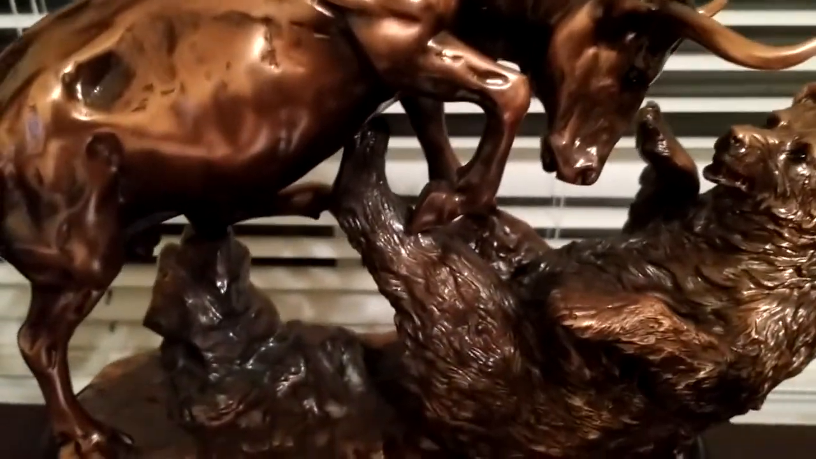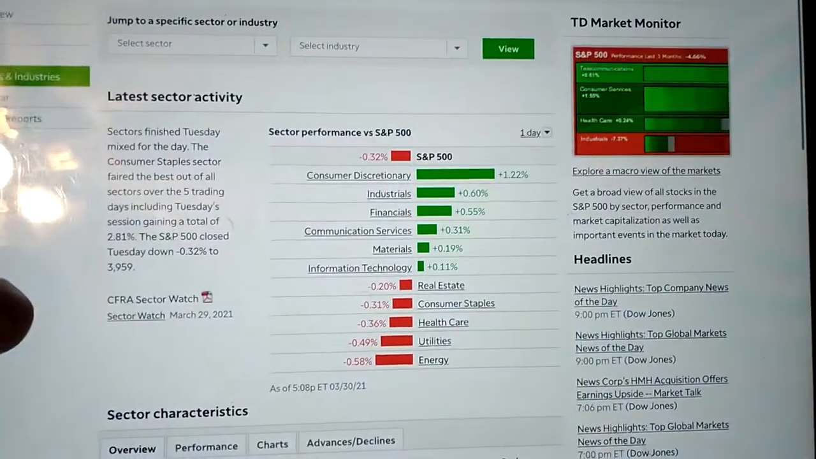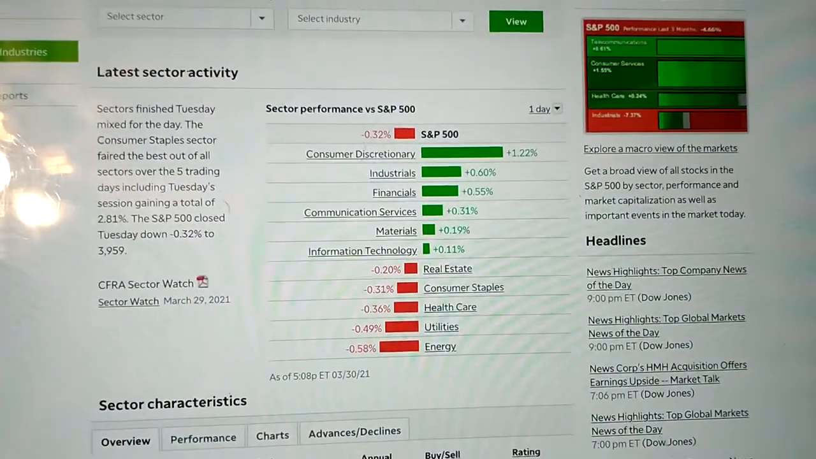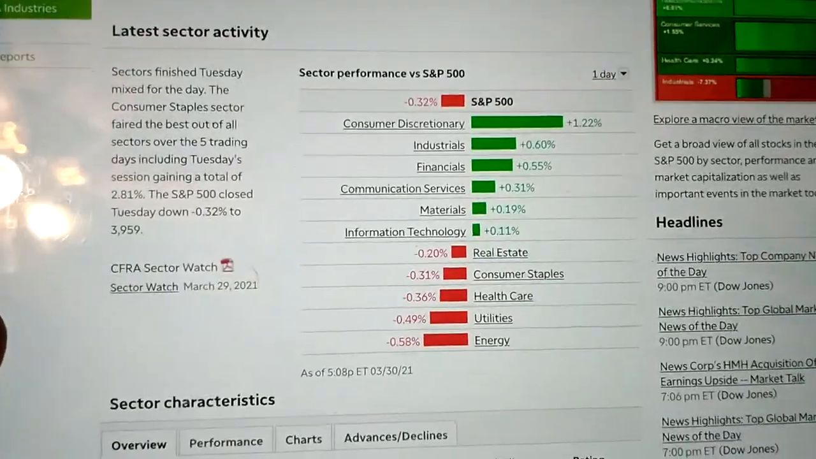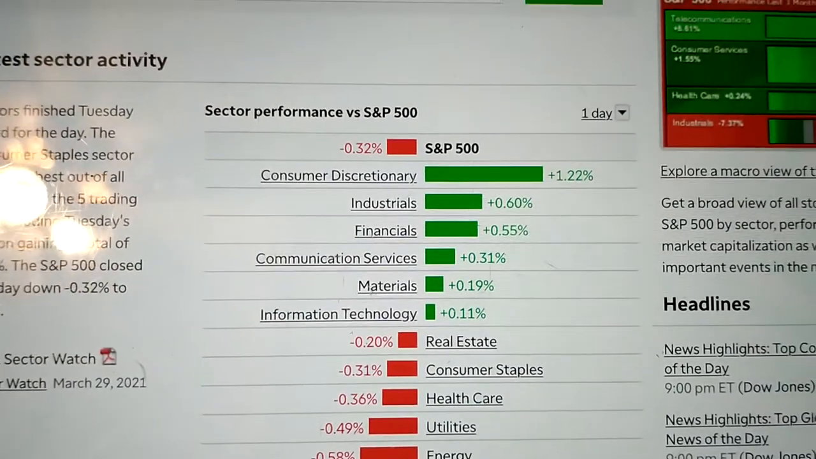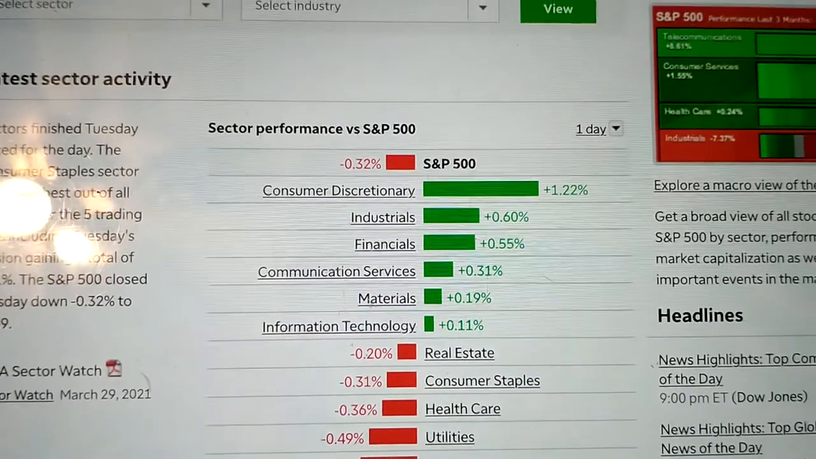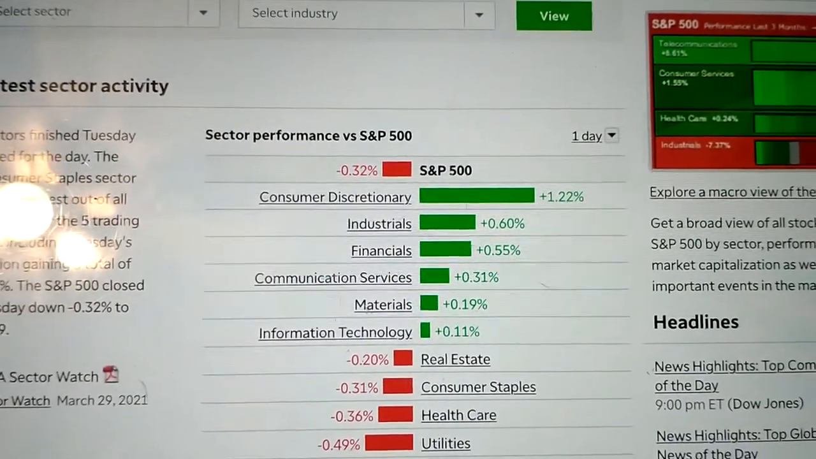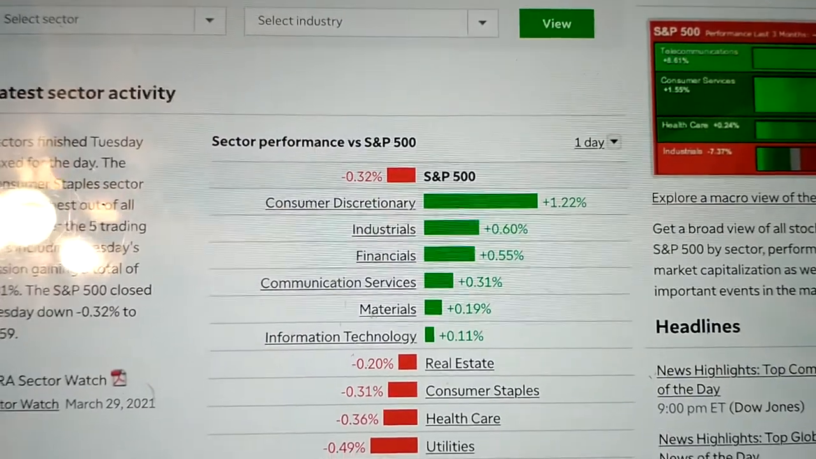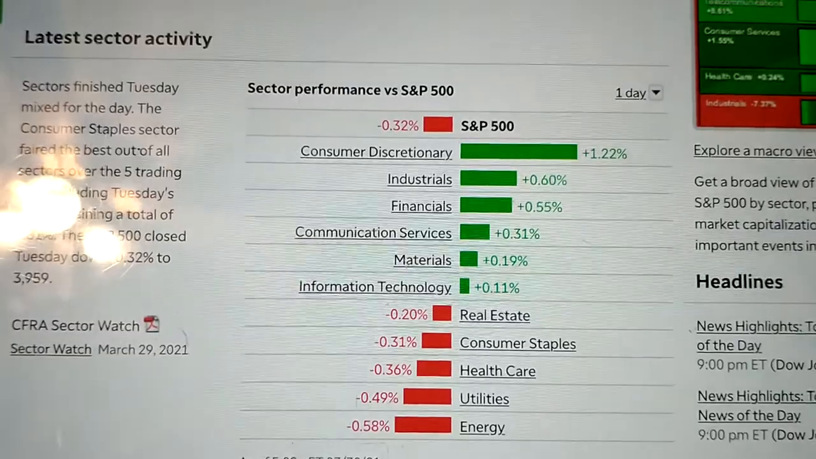All right, so let's jump right into it, folks. The top performing sectors today. Again, I believe this was similar to yesterday. Consumer discretionary leading the sectors today, up 1.22%, followed by industrials and financials coming in third. Communication services up 0.31%. The other ones kind of fell in the middle there.